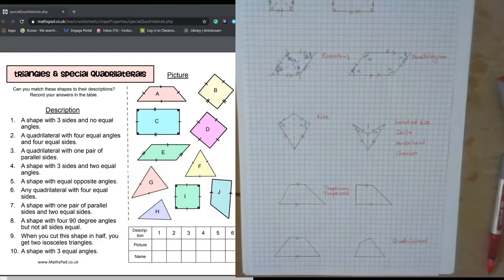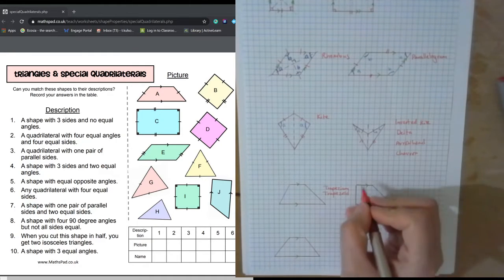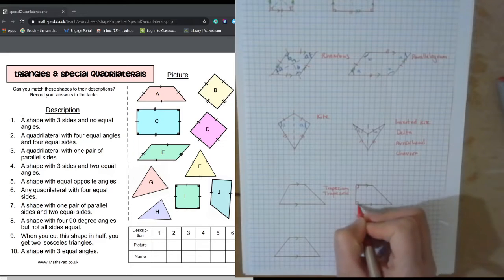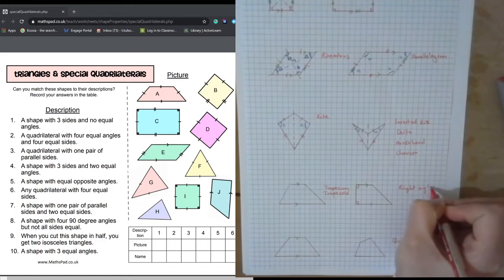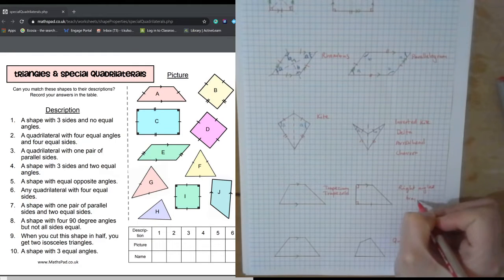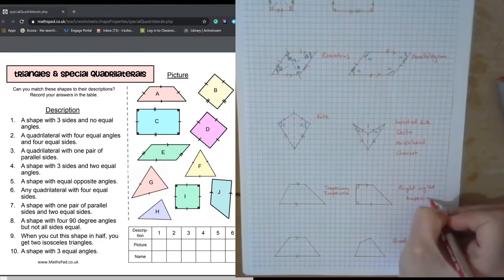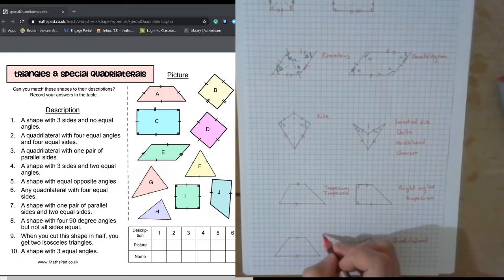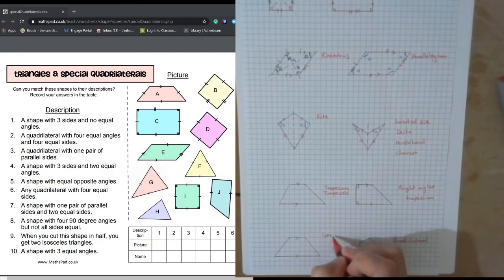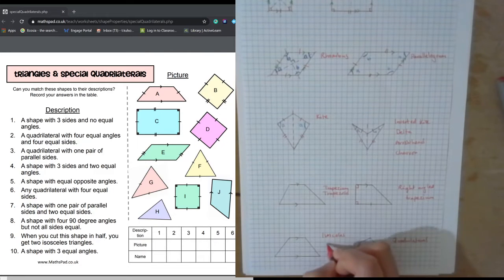But even within that, you have special types of trapezium. So for this one, this is called a right-angled trapezium. Why, you might ask? Because there's right angles. I know. Okay, for this one, you may notice that it looks symmetrical. This is an isosceles trapezium.